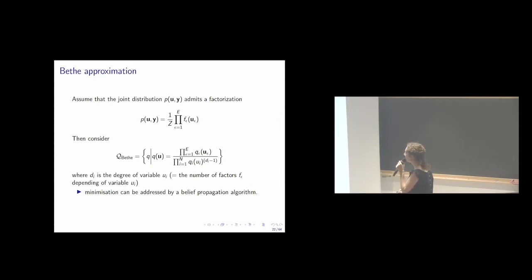What is interesting here, just to have the take-home message, is that the minimization of the Kullback-Leibler divergence under this particular set of constraints can be addressed by a belief propagation algorithm.